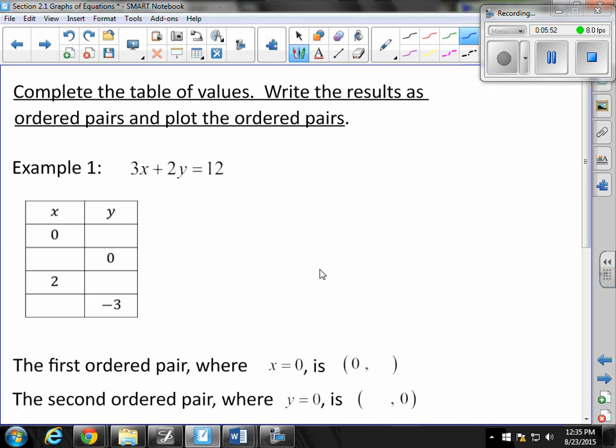Next, we're going to complete a table of values. Write the result as ordered pairs and then plot the ordered pairs. In this one, instead of giving us points, they've given us a table or a chart of values. If I look at the first line here, they're asking me to find the y value when x is 0.